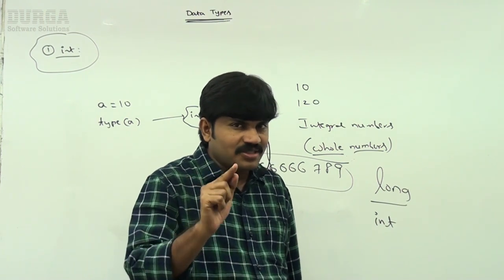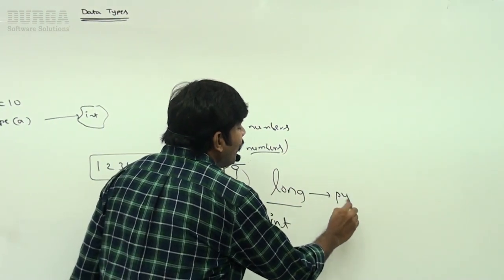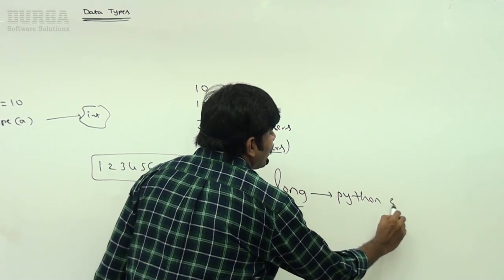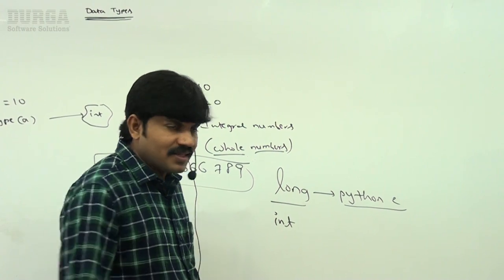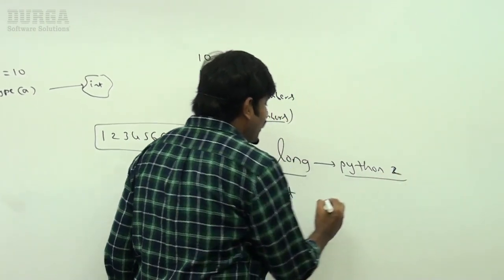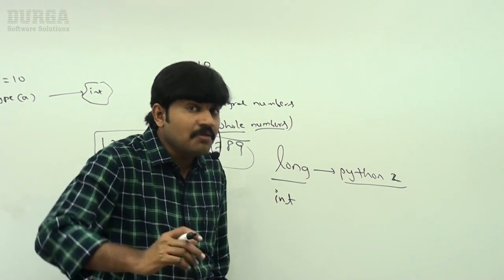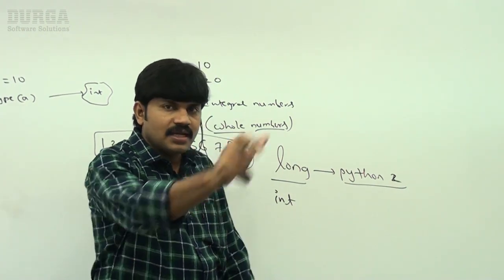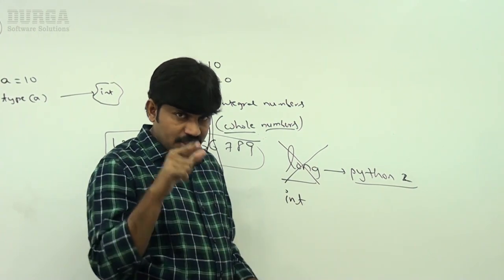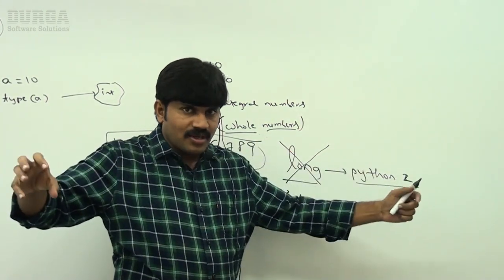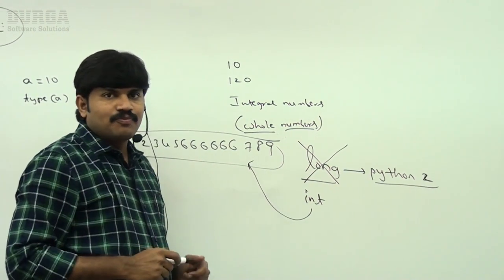But take very special care. This long type is applicable only in Python 2, but not in Python 3. Remember, it's available only in Python 2. So which version are we discussing? Python 3. That's why in Python 3 the long data type is not there. Even long values we can represent by using the int type only.